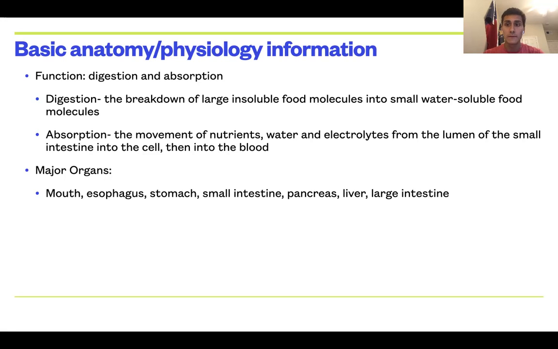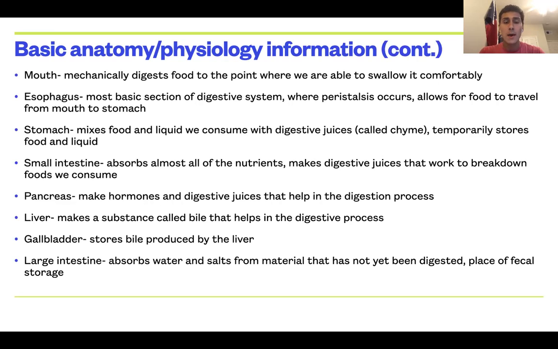Absorption is vital for us to live. While our digestive system breaks down the food through digestion and then absorbs the nutrients from that food to allow for us to use the nutrients. And then some major organs of the digestive system include the mouth, esophagus, stomach, small intestine, pancreas, liver, and the large intestine.